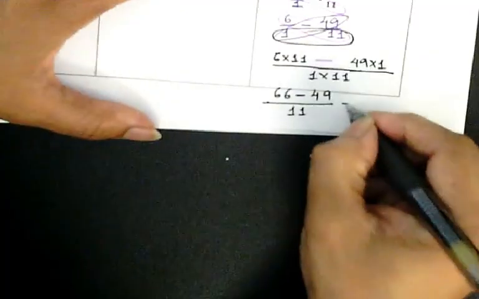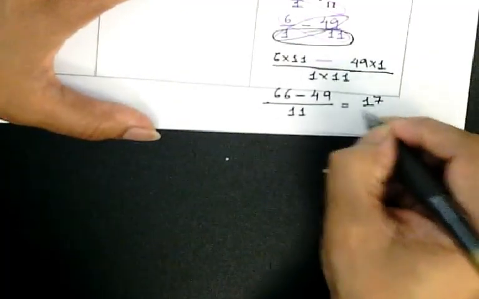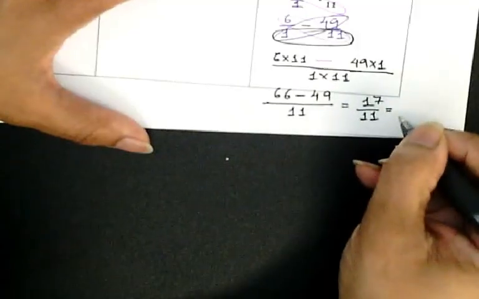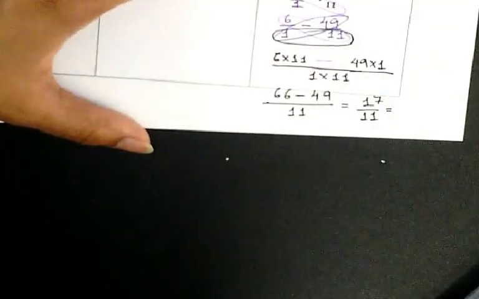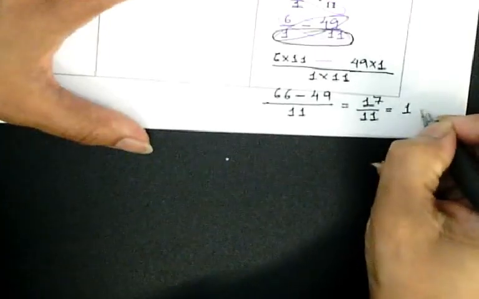So what do I get on the top? 17 over 11. What type of fraction is this? Improper. So what do we do with it? Make it a mix. And if we make it a mix, what do I get? How many times 11 goes to 17? 1. So what is left? 6 over 11. Perfect.